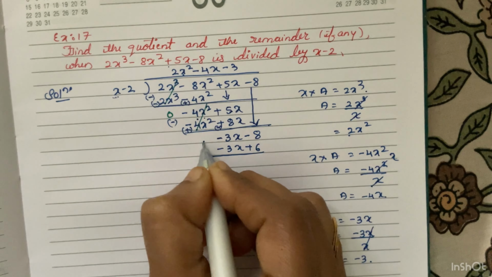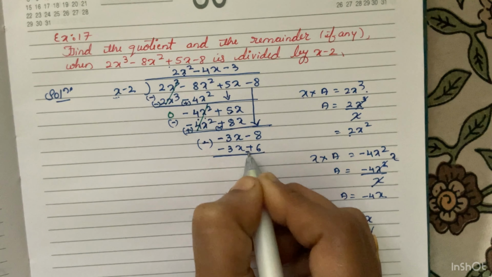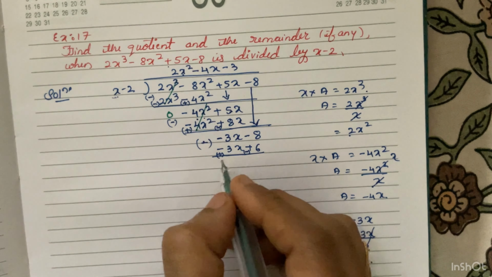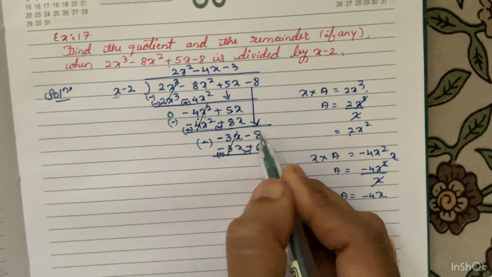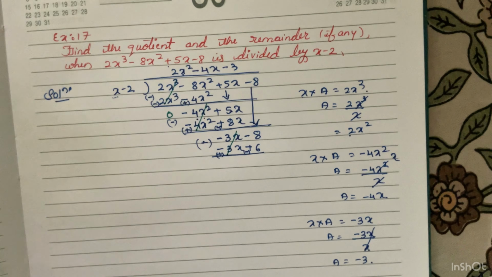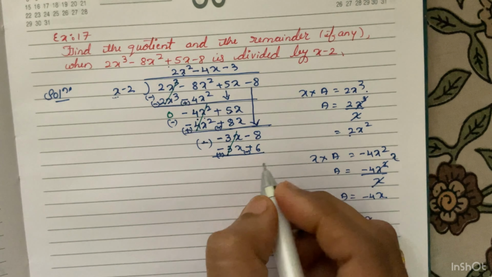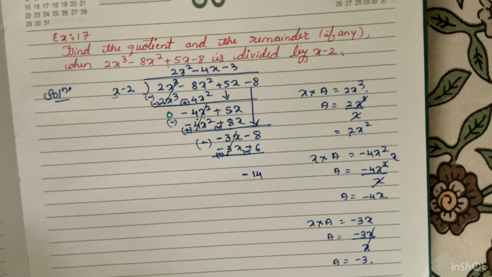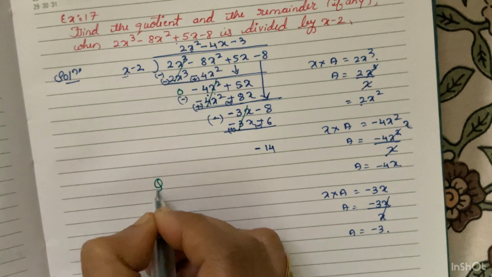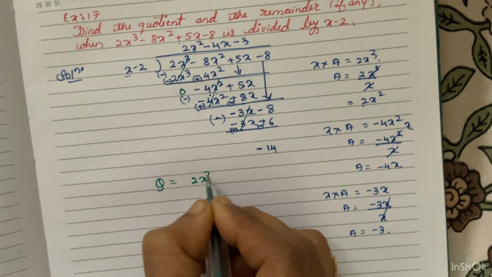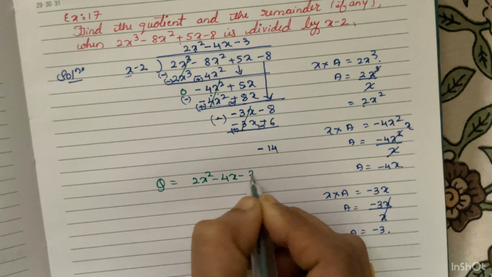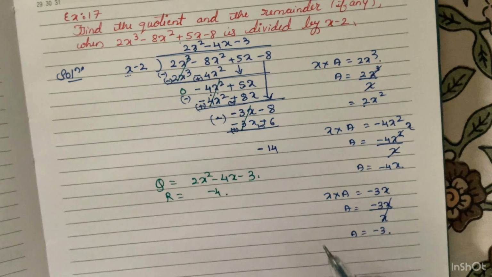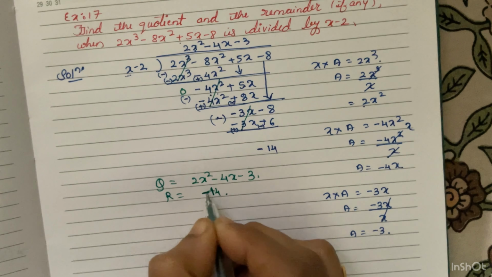Now we need to subtract. Whenever doing subtraction, the signs get changed in the second polynomial. Minus 3x plus 3x get cancelled, and here it is minus 8 and here it is minus 6. Like signs, so we need to add: 8 plus 6, I'll have 14, and the bigger number carries the negative sign. So from this we can say the quotient we found is 2x square minus 4x minus 3, and the remainder r equals minus 14.